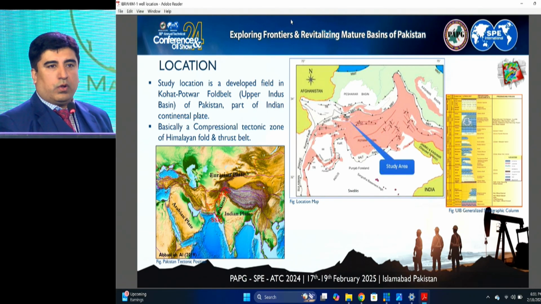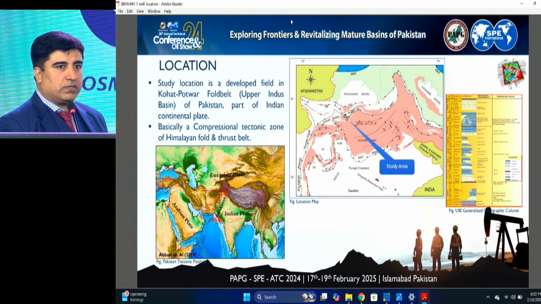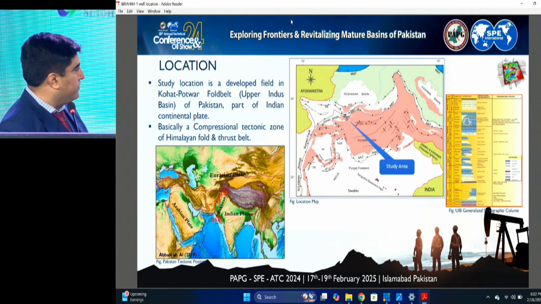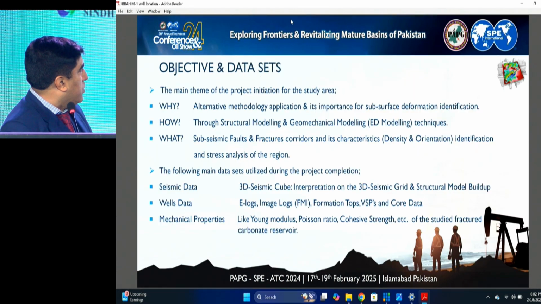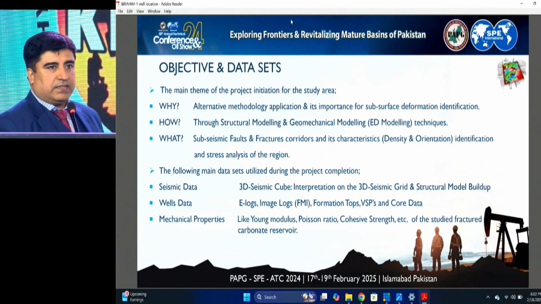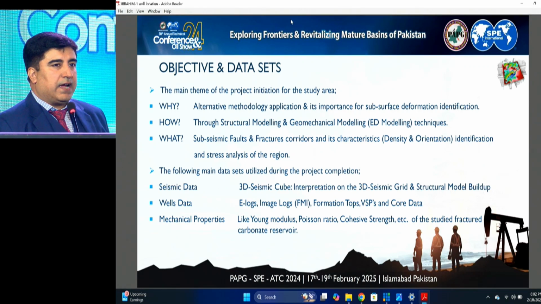One, for the dry hole analysis, which we have drilled in this area, and secondly, for the identification of sweet spots in this complex compressional tectonic zone of Pakistan. Why is this the objective, and what are the data sets, why we have started this study. I have already mentioned that we have started for the dry hole analysis and for the identification of sweet spots.